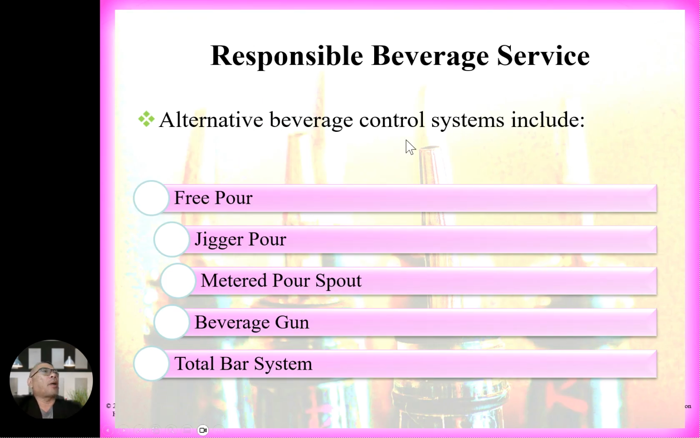Alternative beverage control systems include free pour, jigger pour, metered pour, a beverage gun, and a total bar system. The key part, guys: if you want to work in the restaurant and food and beverage industry, you must have a Smart Serve certificate in Canada. Okay, then they will train you on how to identify an intoxicated person, and they will tell you how to at least deal with these kinds of processes and procedures.